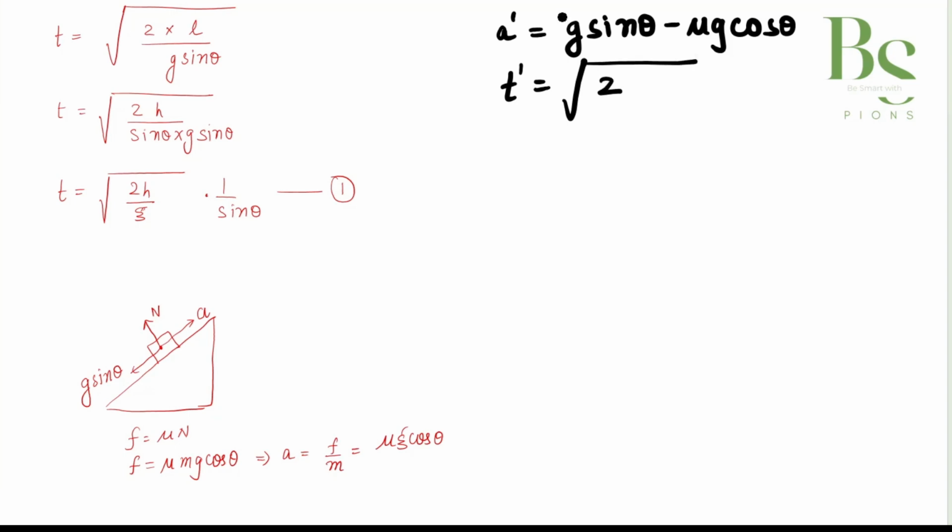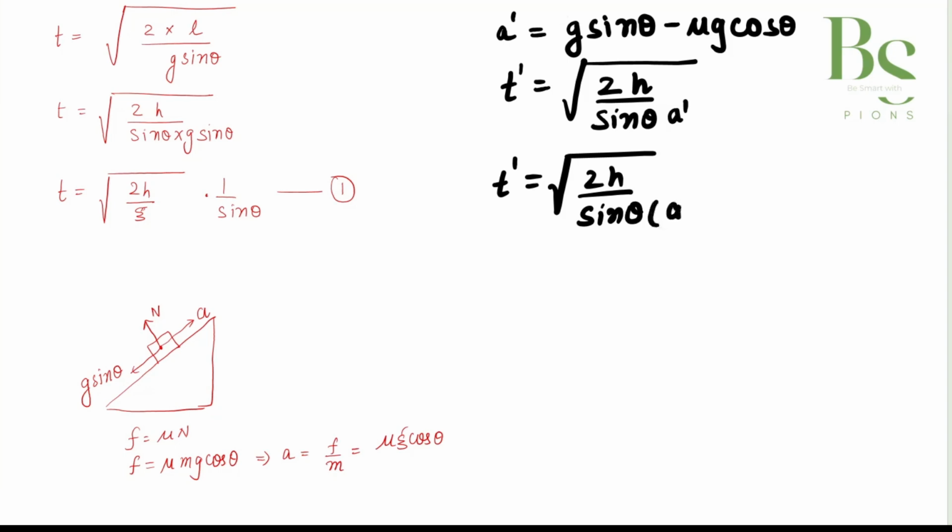2 and L. L is how much? H upon sin theta, same thing. And what will be the new acceleration? The new acceleration will be A dash. So let's substitute. T dash will be equal to root under 2h upon sin theta into, what is our A dash? A dash is g sin theta minus mu g cos of angle theta. Okay, this will be our expression.